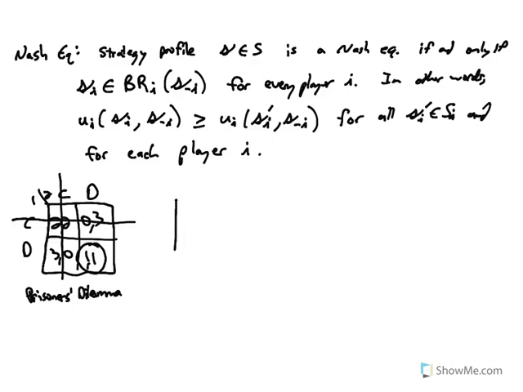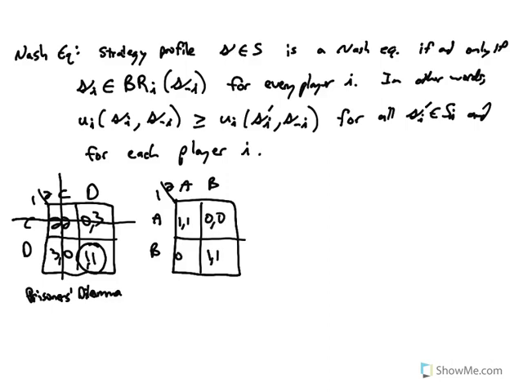Okay. More interestingly, here's another 2x2 game. Player 1 and 2 both have the strategy A and B. And the payoffs here are 1 and 1, 1 and 1 in this corner, 0, 0, 0, 0. This is the coordination game.